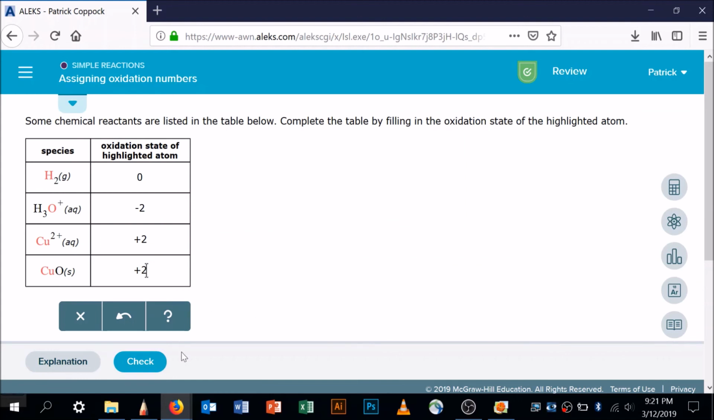All right? So let me just quickly blaze through here again. Hydrogen is 0. We knew that because it was a molecule with only one element in it and no charge, so it must be 0. Here's oxygen has a tendency to be -2, right? That's with hydrogen, so it all works out. Copper is the atomic ion. It's +2, and sure enough, +2. All right, we like that.